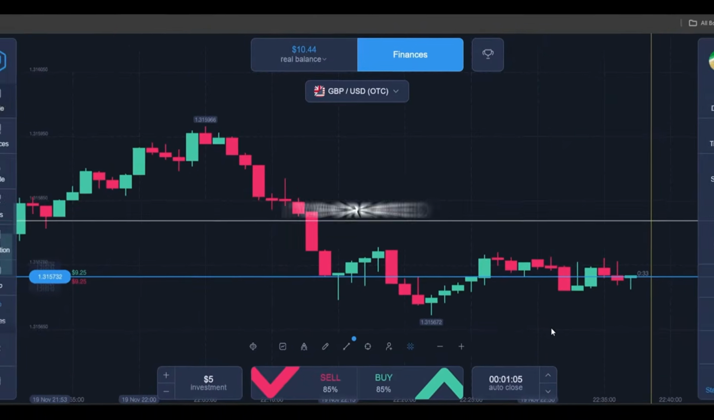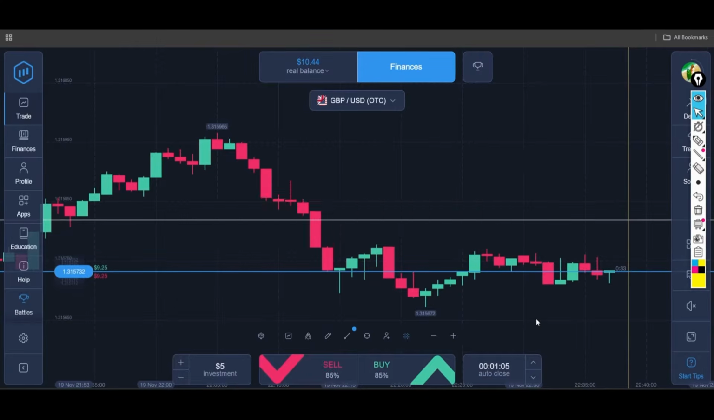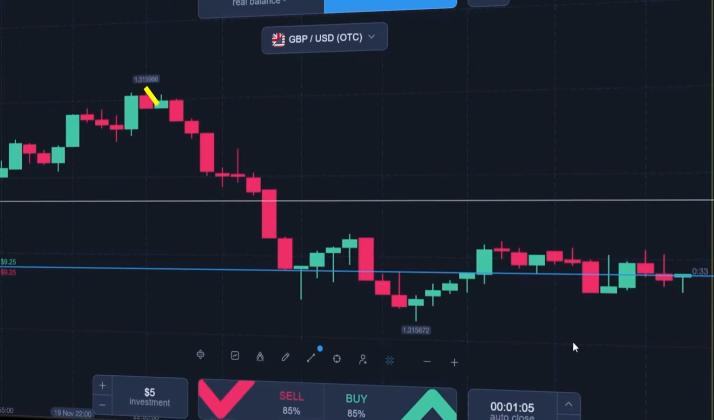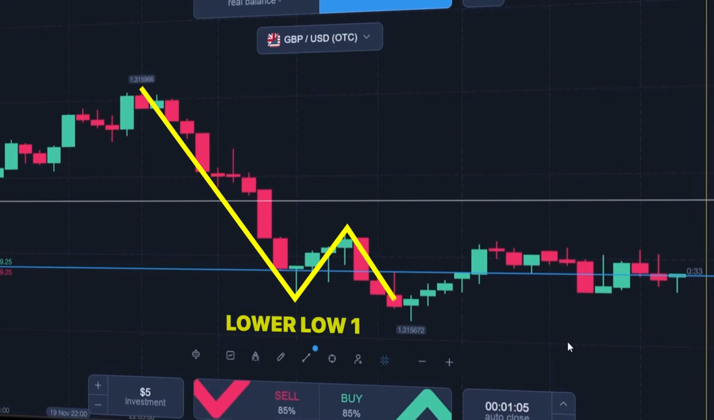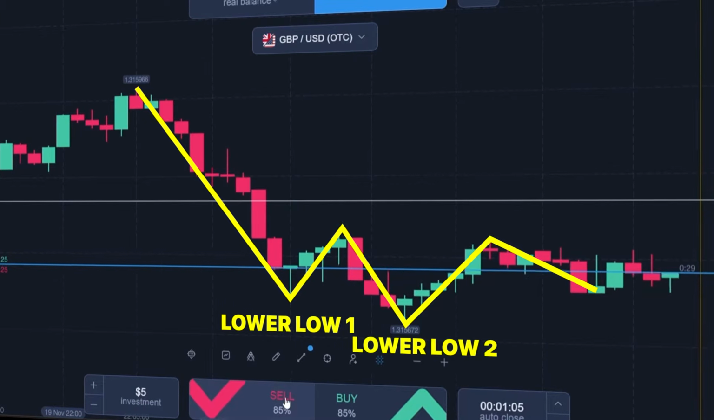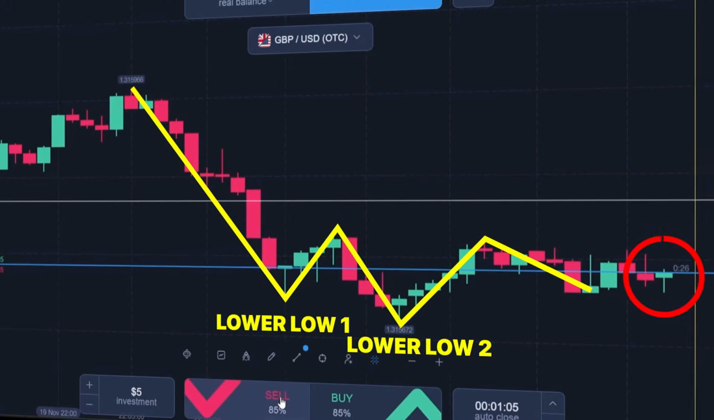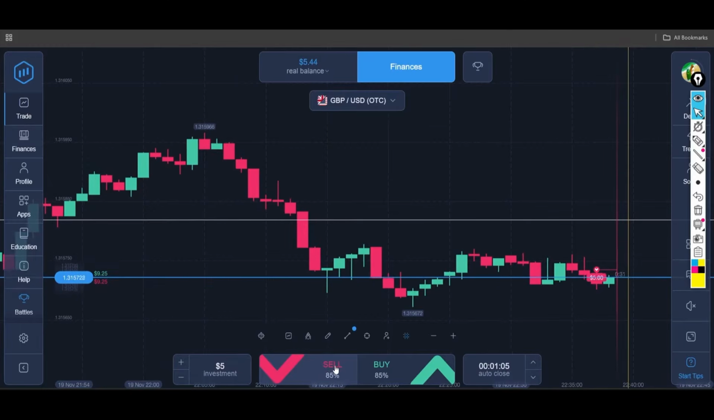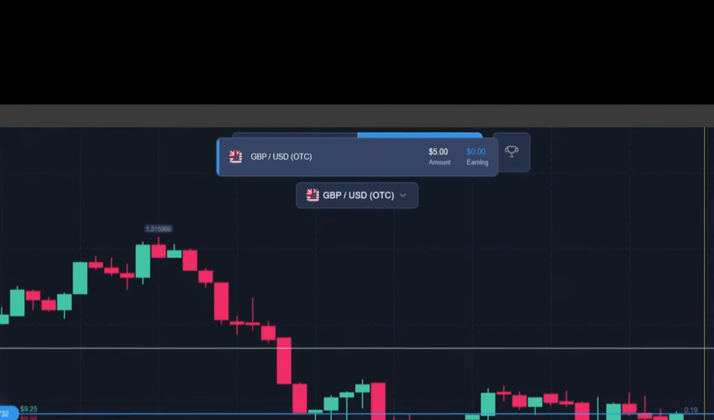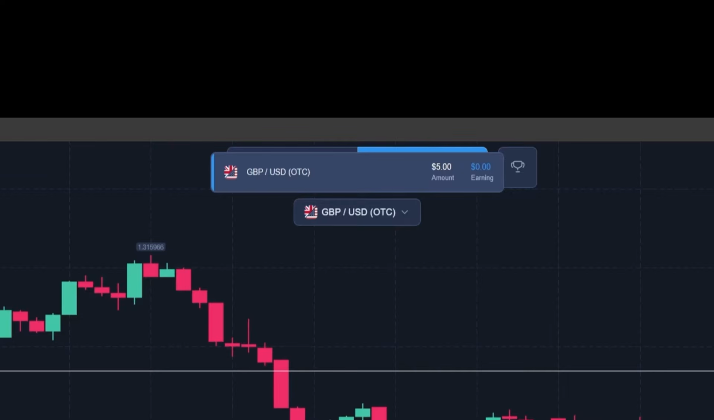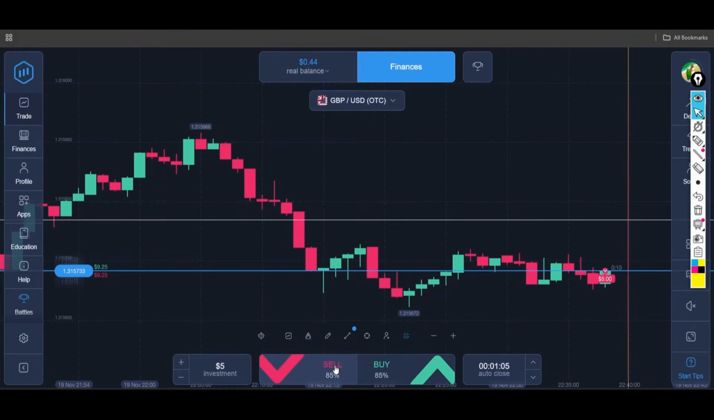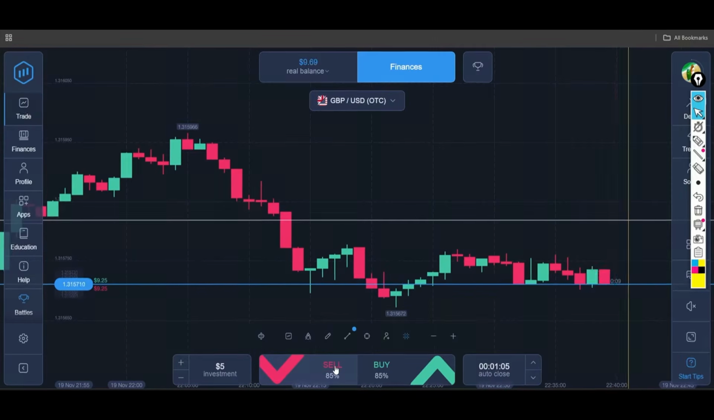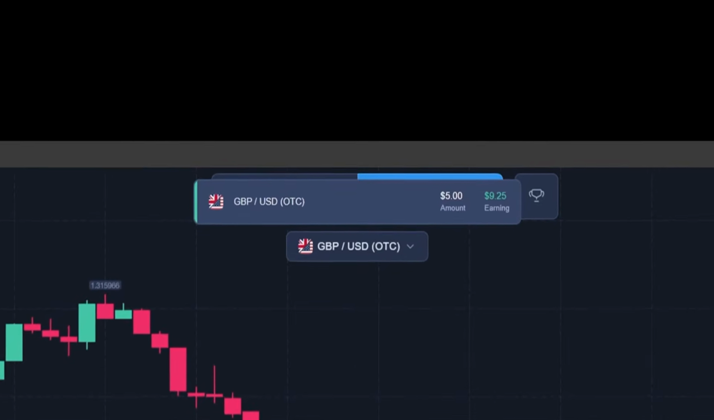Here you can see, I've created a brand new Expert Option account and deposited $10. The pound and the US dollar markets seem to be in a downtrend, continuously making lower lows. So I will place a $5 sell trade right here. Sadly, we lost our first trade, but we still have $5 more. Let's place another sell trade. We won our second trade and recovered the earlier loss.